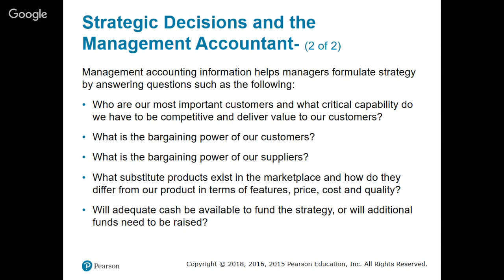Will adequate cash be available to fund the strategy, or will additional funds need to be raised? So basically, we're looking at how much it is going to cost to make our product, and do we have enough cash? And if we don't, how would we go about raising the funds to get the cash that we need to make the product?